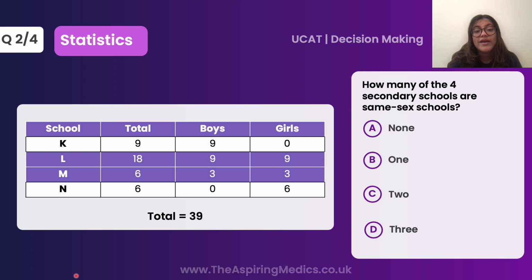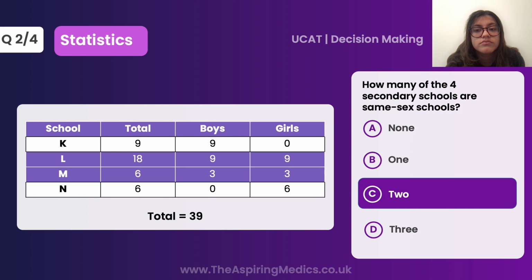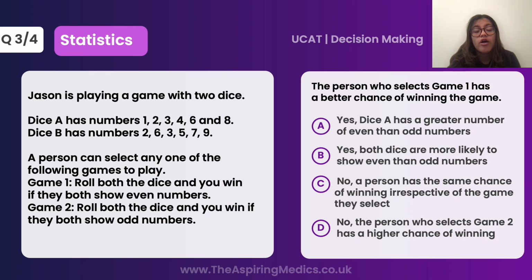So going back to our question, how many of the 4 secondary schools are same-sex schools? I've crossed out L and M because they are co-ed schools, so the answer is K and N, which is 2. The third question is based on probability, so again, pause if you want to solve this yourself and you can come back for the explanation and the correct answer.